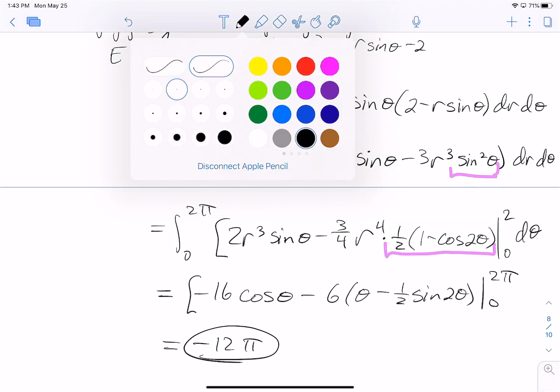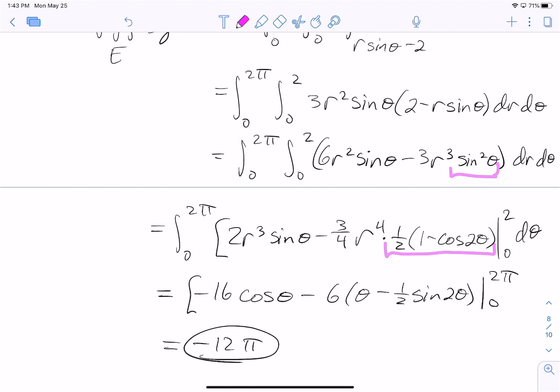Putting either 0 or 2 pi in place of the sine of theta is going to zero that out. And the cosine of theta is the same whether we have 2 pi or 0, and so that term is going to zero out. Altogether, we end up with negative 12 pi.